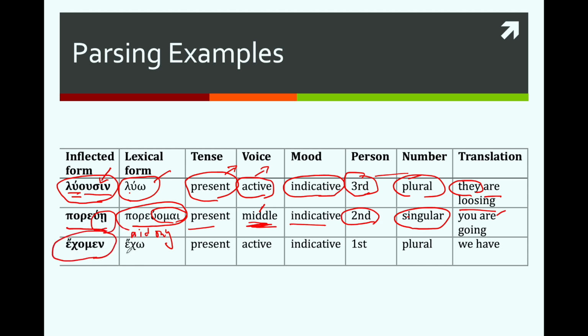And finally, echomen is from the verb echo, which means I have or I hold. Okay? Echomen. Present. Active. These are the active endings. There's an active form here. It's indicative. Echomen. Go through your paradigm. Let's go through it with echo. Echo, echeis, echei. So that's singular side, first person, and first, second, and third. Let's flip over the plural side. Echomen, echete, echousin. So that was the first plural form, and it's we have.